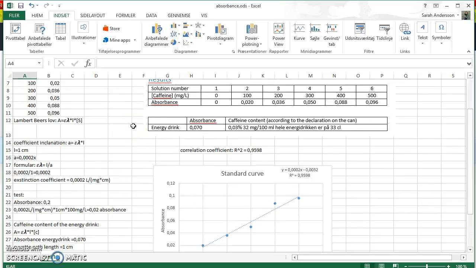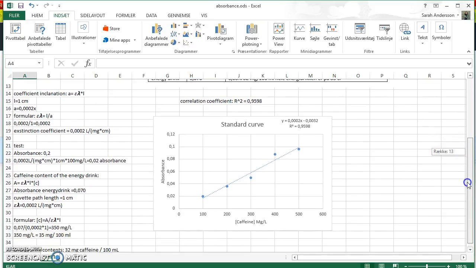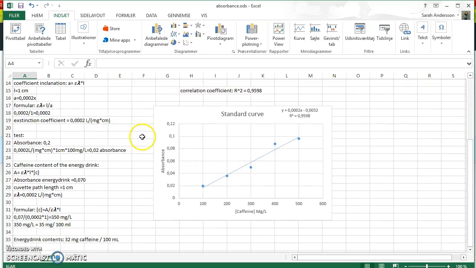From those we have made a graph, a standard curve, and found the correlation coefficient, which here is 0.9598. That might have been a problem because there's a rule saying that for the method to be completely valid, your correlation coefficient has to be at least 0.98. So that may have caused some faulty measurements.